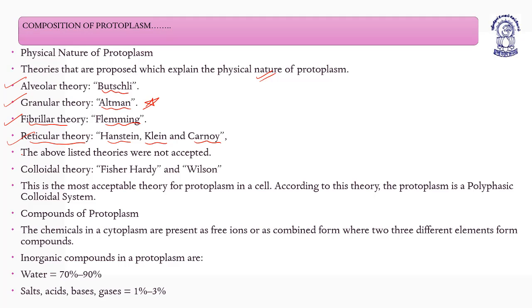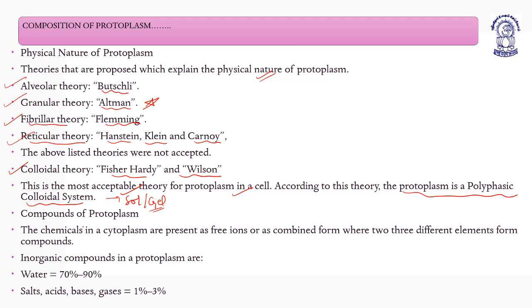The above listed theories were not accepted. Colloidal theory: Fischer, Hardy, and Wilson proposed the colloidal theory. This is the most acceptable theory of protoplasm in a cell. According to this theory, the protoplasm is a polyphasic colloidal system. Sol, gel.